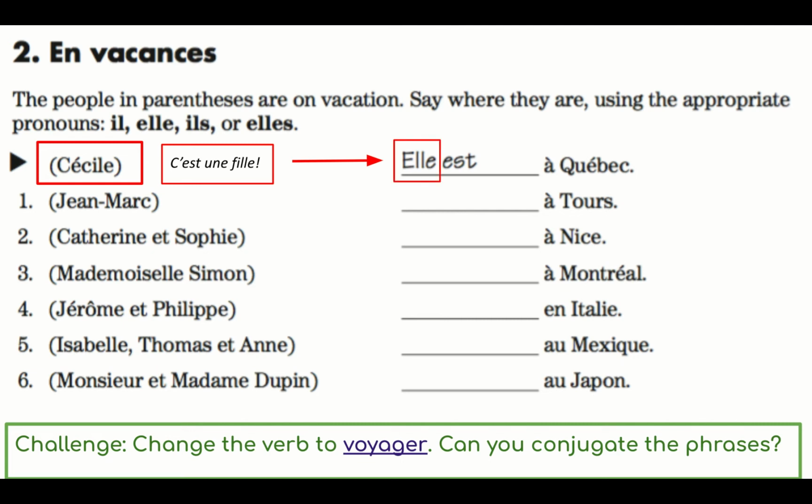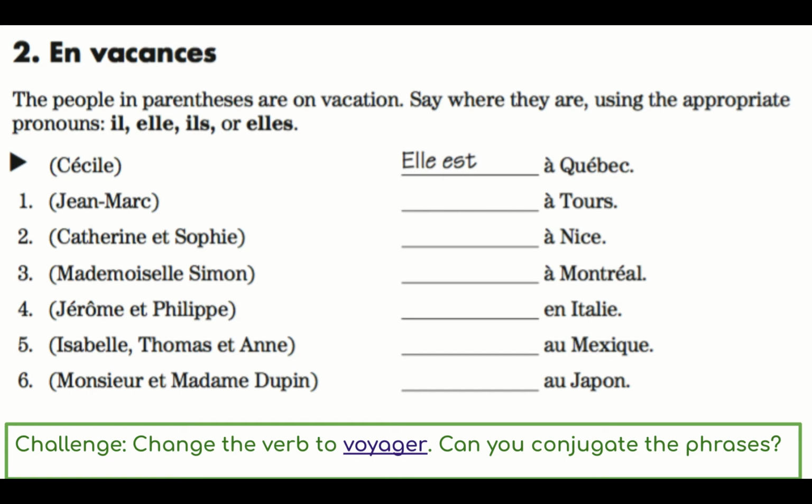Tu comprends? Okay, Cécile, you're going to replace that with the pronoun elle, which means she. Okay? Et puis, tu dois terminer la phrase avec la forme correcte de être. Elle est à Québec.